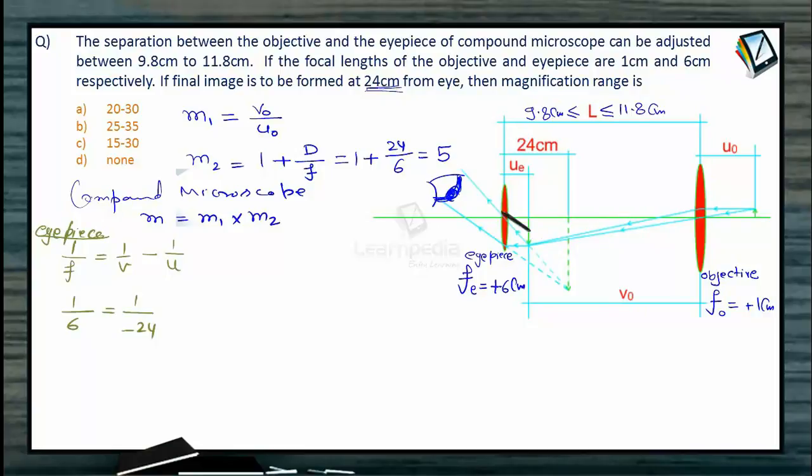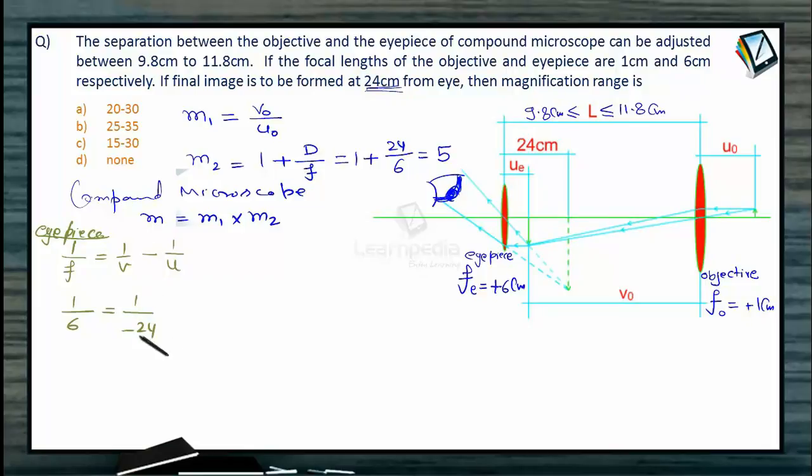and we can make the image of this image from the eyepiece at 24 centimeter, 25 centimeter or at infinity. There are two extreme setting situations. The one is where the final image is formed at infinity, and the other is the case when the final image is formed at the least distance of clear vision, which is 24 centimeter in this case, or usually it is 25 centimeter in normal situations.